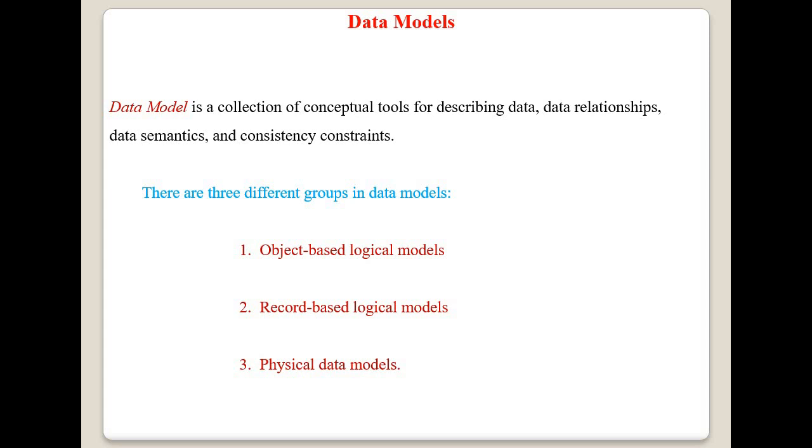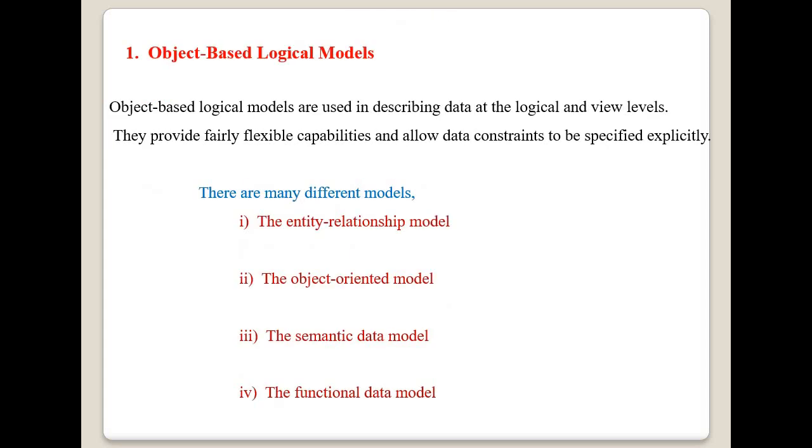Basically, there are three different groups of data models: object based logical models, record based logical models, and physical data models. We'll see them one by one. First, the object based logical model. What do you mean by object based logical model?